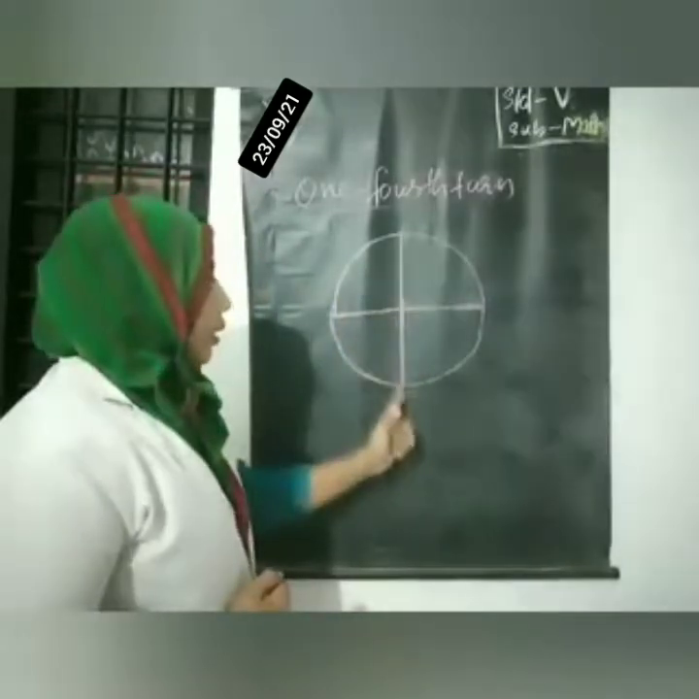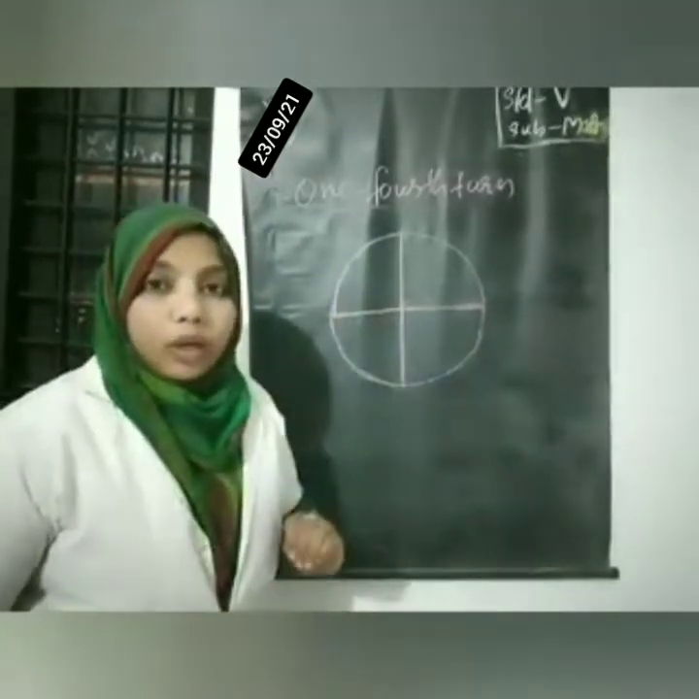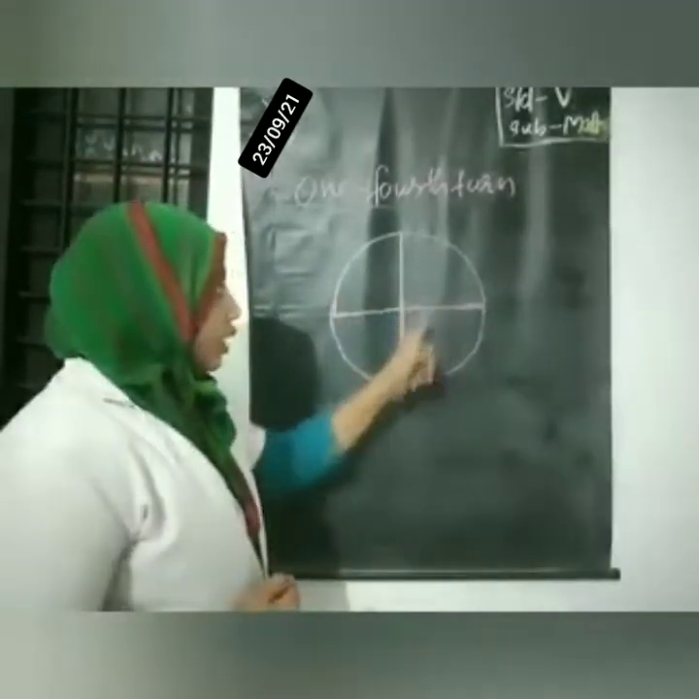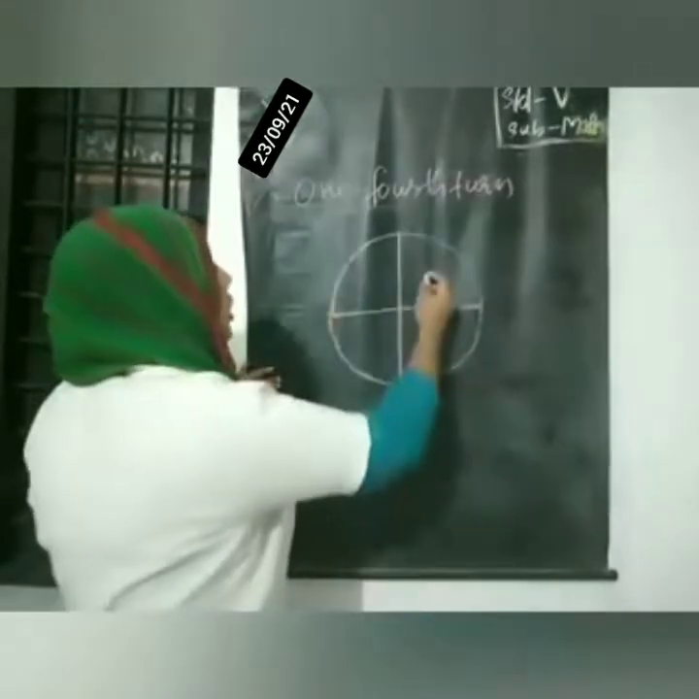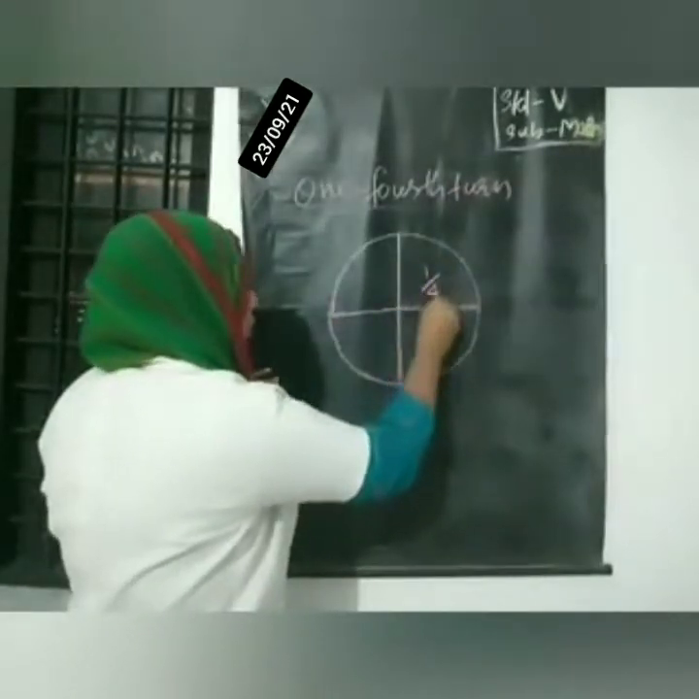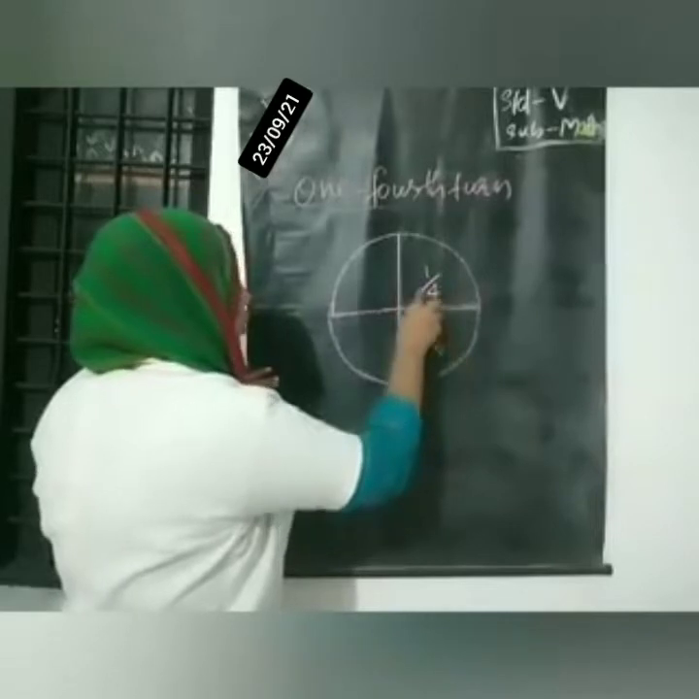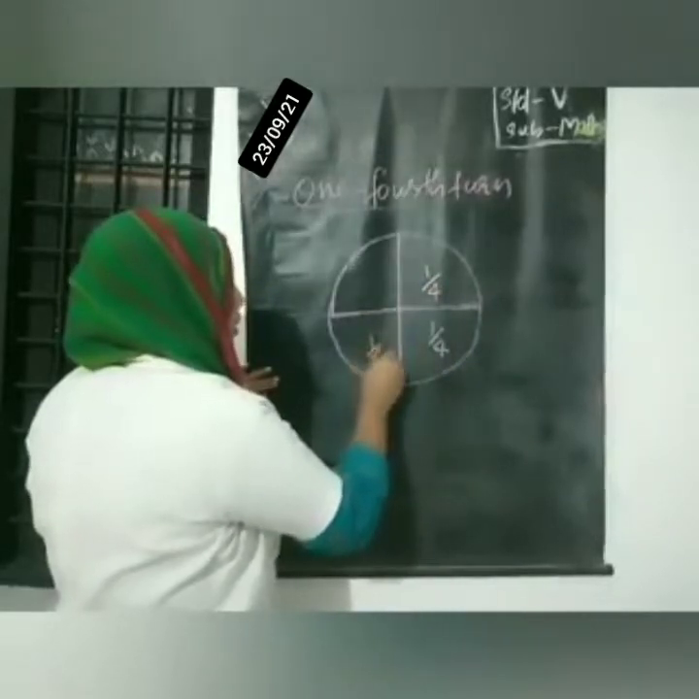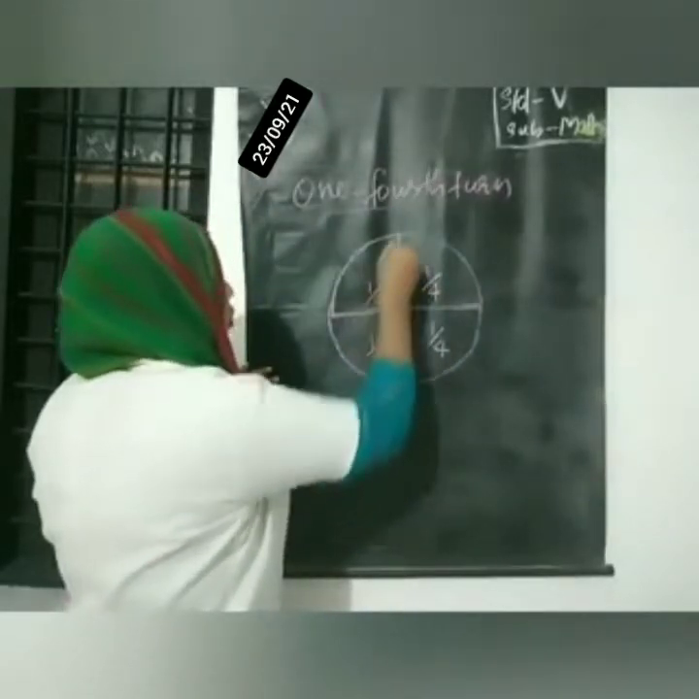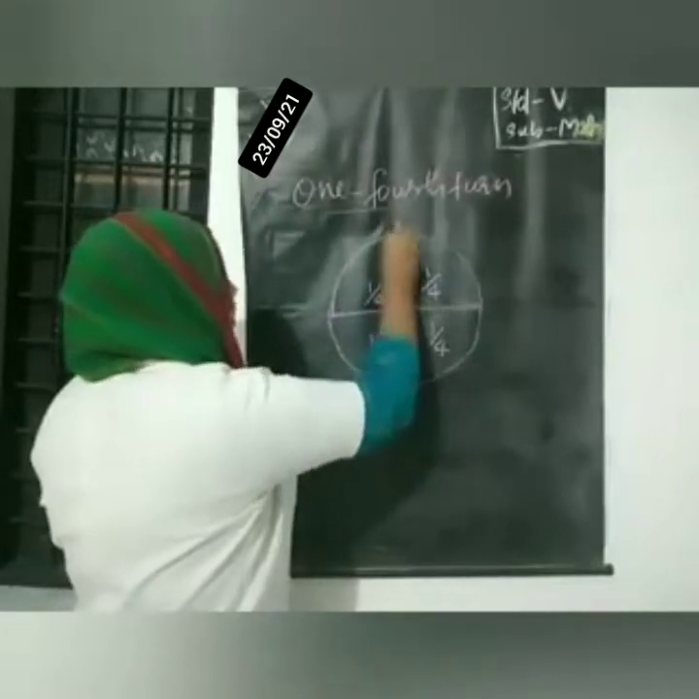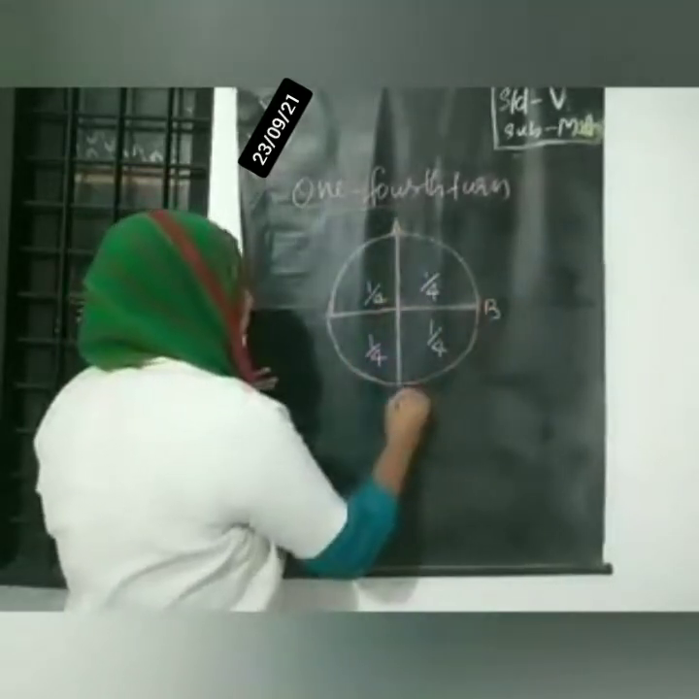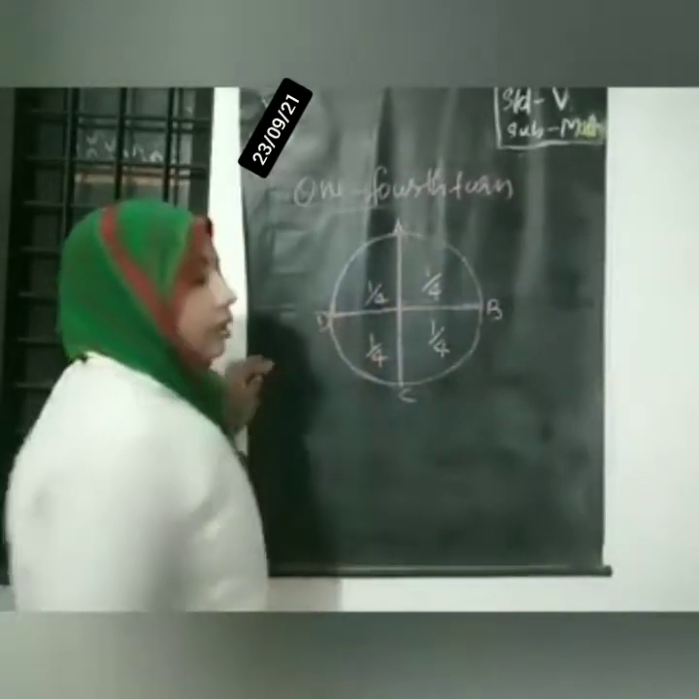That circle is divided into 4 equal parts. Thus each part is called 1/4. This is 1/4, this is 1/4, this is 1/4, this also 1/4. I am giving them points A, B, C, D. Listen.